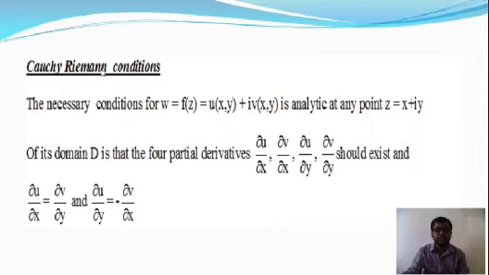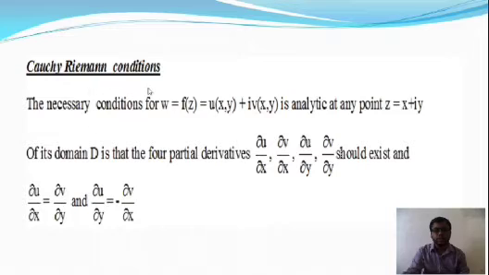So the Cauchy-Riemann equation is basically a partial differentiation condition, where del u del x is equal to del v del y, and del u del y is equal to minus del v del x. Okay, this is called the Cauchy-Riemann equation. And del u del x, del v del y, del u del y and del v del x are all partial derivatives with respect to x and with respect to y.